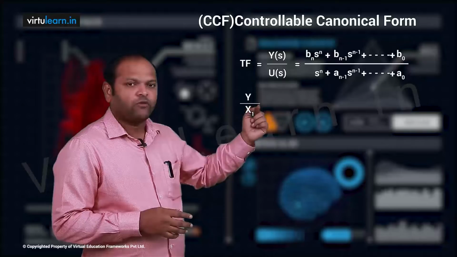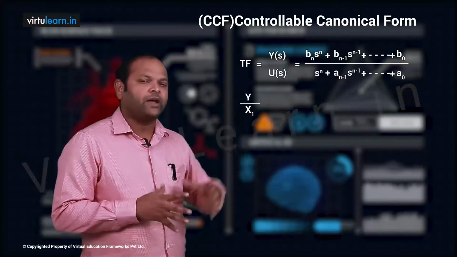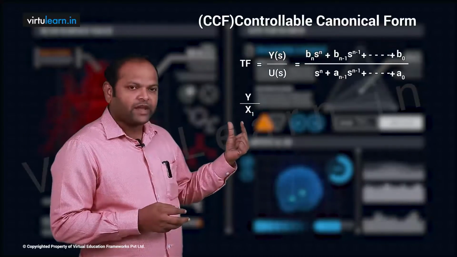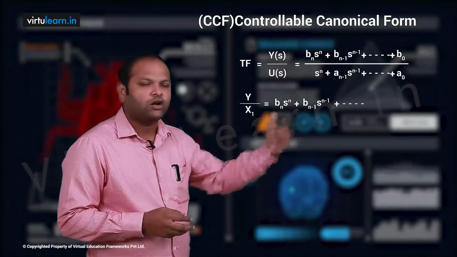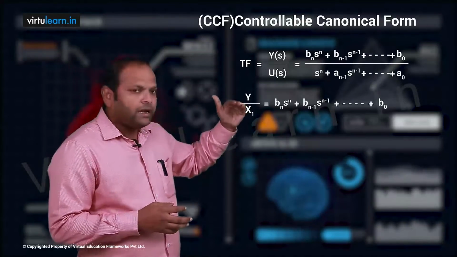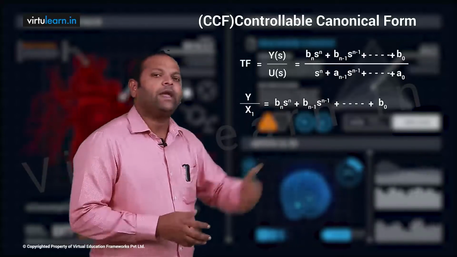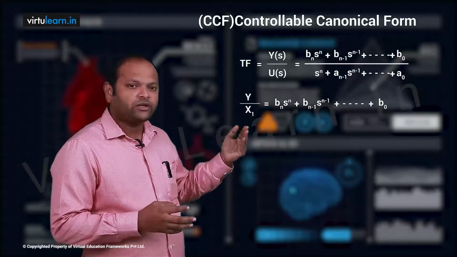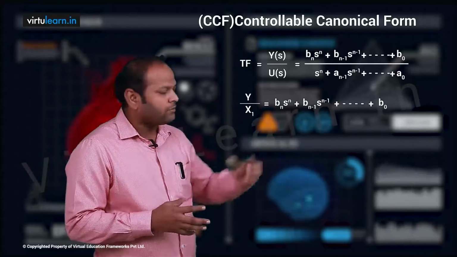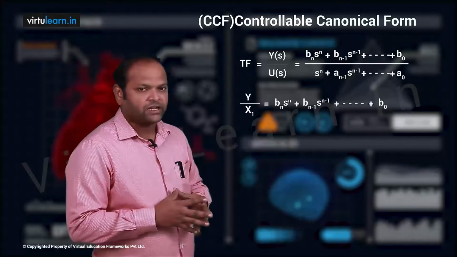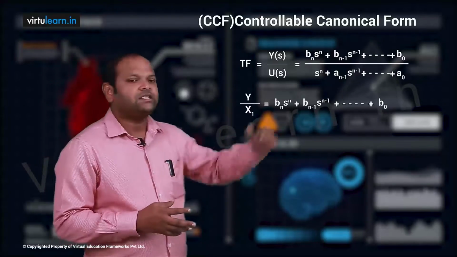So what will be Y/X1? Let us take the numerator as Y/X1. So I can write Y/X1 as b_n s^n plus b_(n-1) s^(n-1) plus dot dot dot up to b_0. When you write Y, Y is equal to these terms times X1. So how can you write this equation now? Y is equal to b_n s^n X1 plus b_(n-1) s^(n-1) X1 and so on, lastly b_0 X1. Let us say this is equation 1.